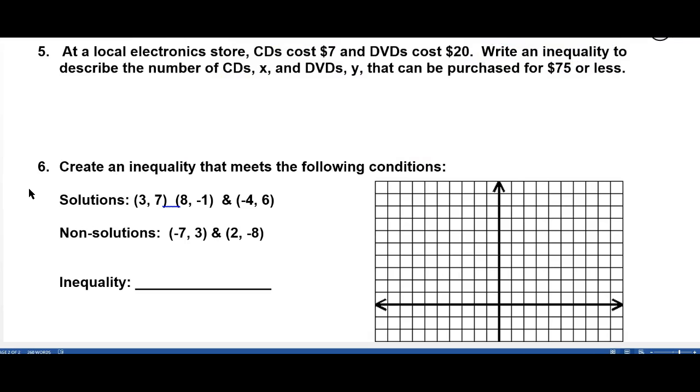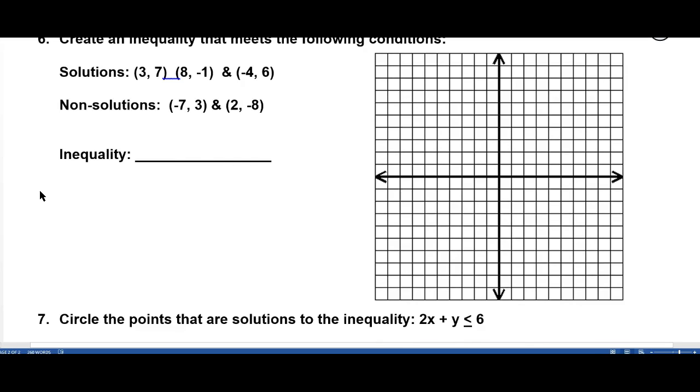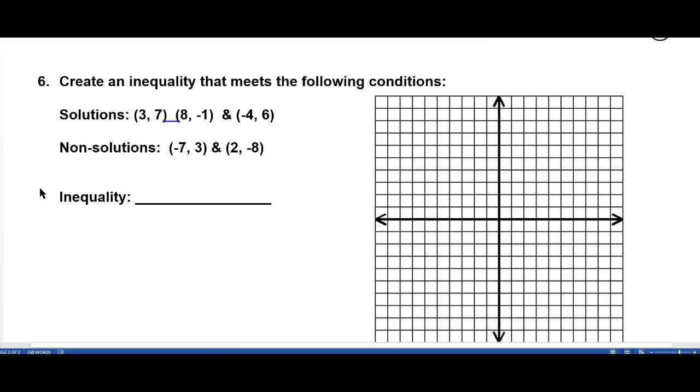Number 6. Create an inequality that meets the following conditions. It has the solutions (3, 7), 1, 2, 3, 4, 5, 6, 7. So that is a solution. (8, -1), 1, 2, 3, 4, 5, 6, 7, 8, -1, that's a solution. And (-4, 6). So these are 3 solutions.